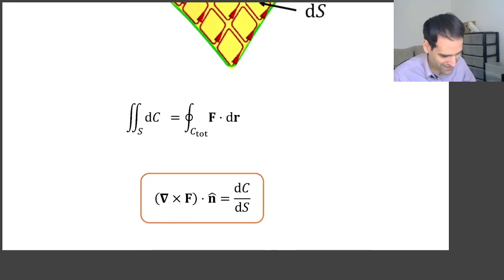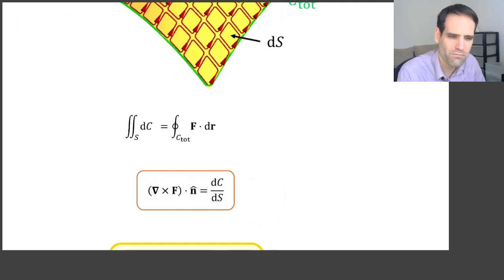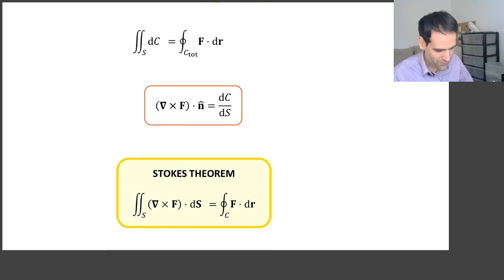But now, since the curl is defined as the limit of the circulation divided by the surface, when the surface goes to very small, you can write it as this fraction of the differential circulation divided by the differential surface. And if you substitute that here, so dc is equal to the curl times ds, you can find that the total circulation around the total path is simply equal to the surface integral of the flux of the curl.